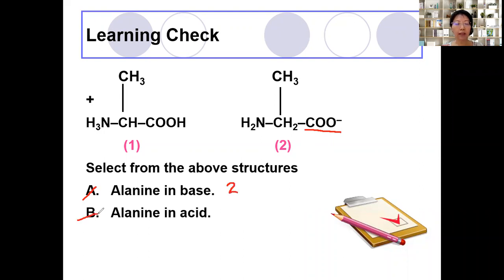Now, alanine in acid, so when there's an acid, acid will react with the base. So acid will react with the base of the amino acid. So the basic part is the amine group. So when the acid reacts with the amine group, it will combine with the amine group and becomes NH3+. Okay, so alanine in acid will look like the structure in number 1.